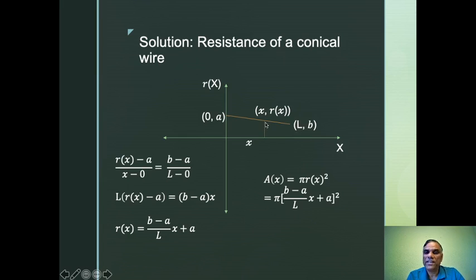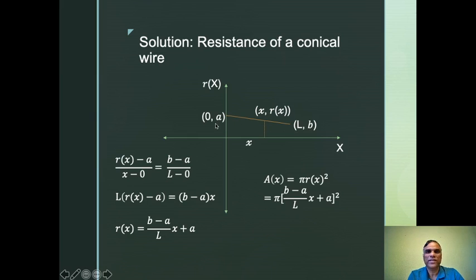So if we have any running point (x, r(x)) on the straight line, we can find out what is the relationship between r(x) and x, right? We use a 2-point formula. So what does the 2-point formula say? It says that if you know 2 points of any given straight line, then the slope between this point and this point should be the same as the slope between this point and this point.